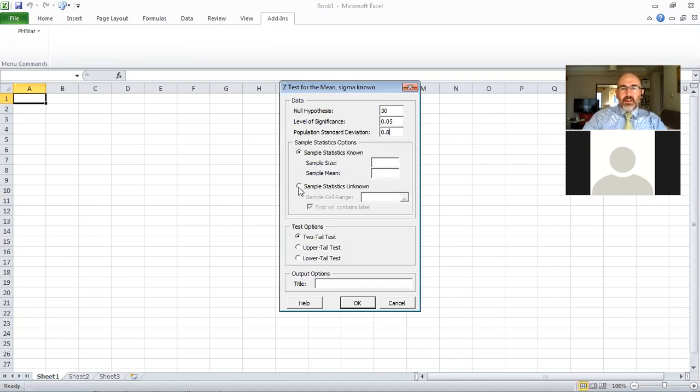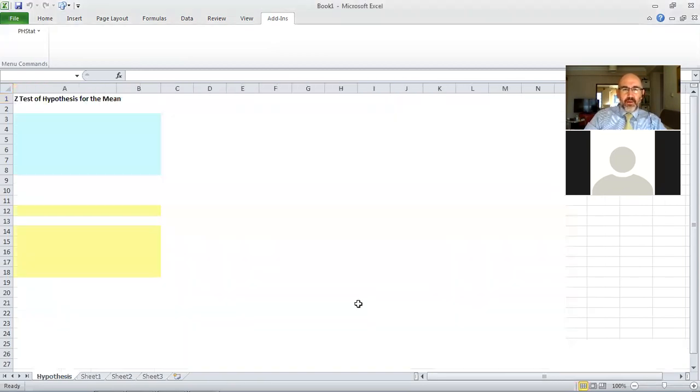There could be two cases, sample statistics known and unknown. If unknown, we should highlight the region in Excel where our data is stored, with or without header. But in this case, the values are known. Sample size is 100, and in the sample, I have a mean of 29.84. We did the two-tail test, but we could use the same option for running upper tail and lower tail tests as well. So let's do the two-tail test and go over the results. Just clicking OK here.